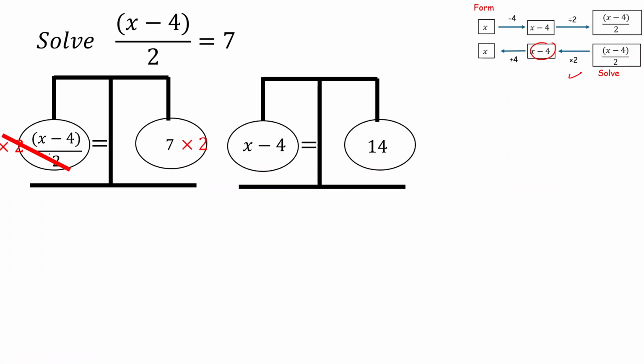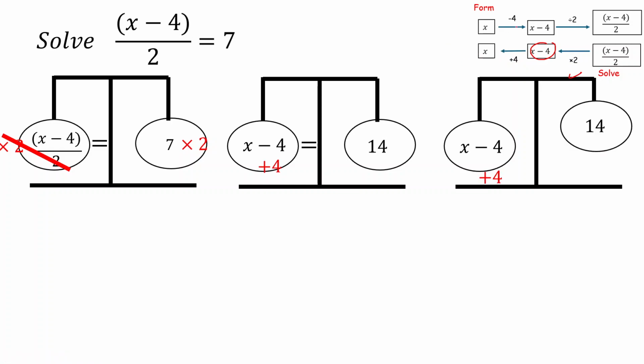So I'm left over, the 2's disappear, I've got this part left over, x take away 4, which is good, and 7 times 2 is equal to 14. Have I solved the equation? No, because I've got x take away 4, and I've got to have x on its own, which currently is not the case. I've got to get rid of that minus 4. I do that by adding 4 to this. There we go. Because that's going to get me back to x, which is good.